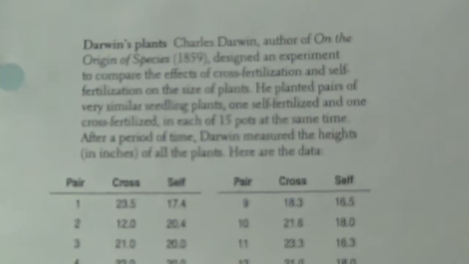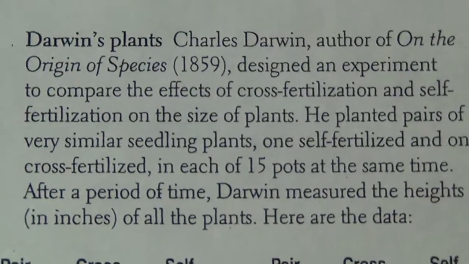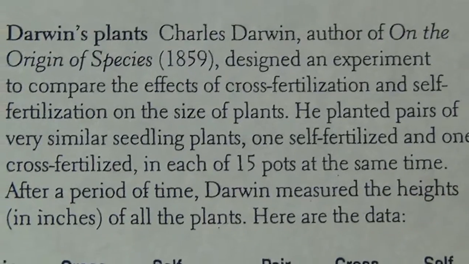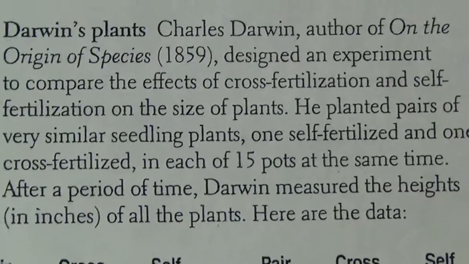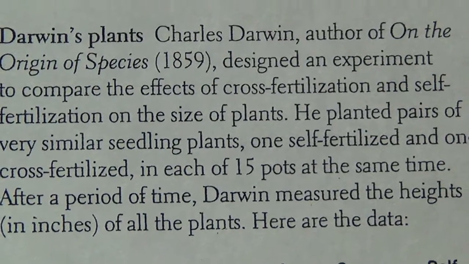So tell us what he put in his little pots. So Darwin put some plants in his pots. Some were cross-fertilization, and some were self-fertilization. Right. So he wanted to see the difference in height. I think he put one of each in a pot. Yeah. Right.